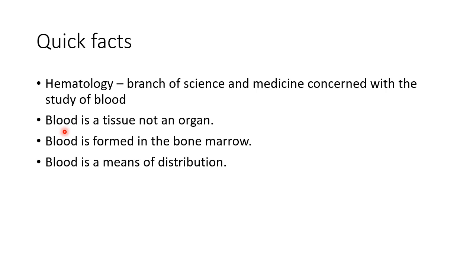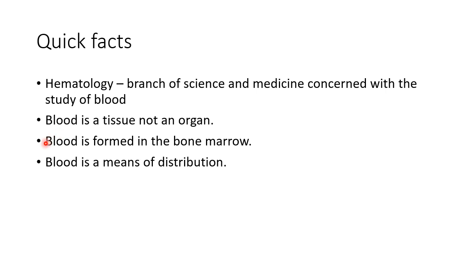Blood is a tissue, not an organ. You have to understand later in our lecture that blood is composed of multiple cells coming together and being suspended in plasma. Compare that to an organ, which is made up of different tissues. So if we define a tissue again, it is a structural organization of the body made up of different cells. And so blood will fulfill that definition.